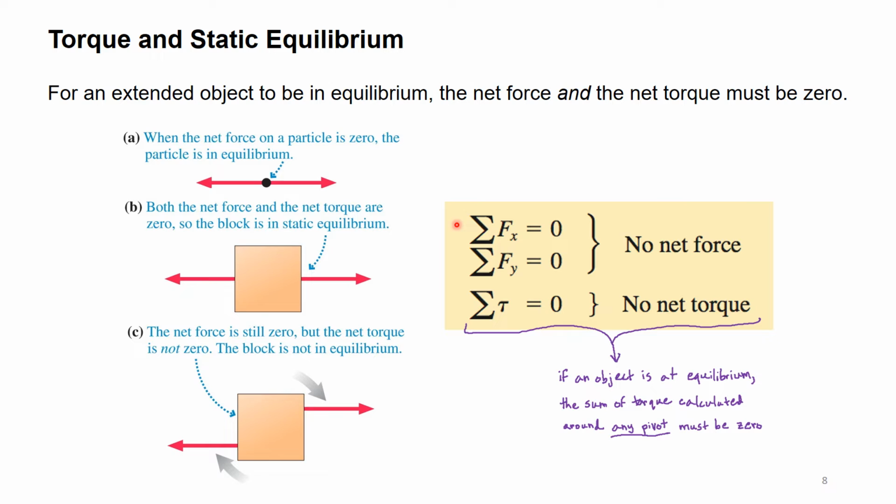Right, so these are the two conditions of equilibrium: the sum of all forces acting on the object must be 0, and the sum of all torques acting on the object around any pivot must be 0. So if an object satisfies these two conditions, we say that the object must be in static equilibrium.